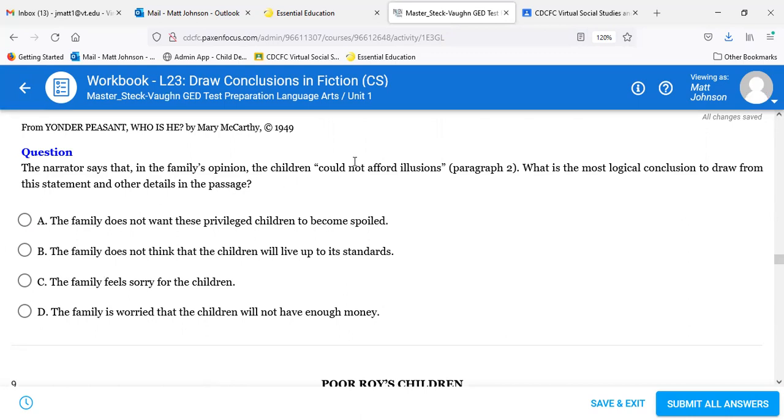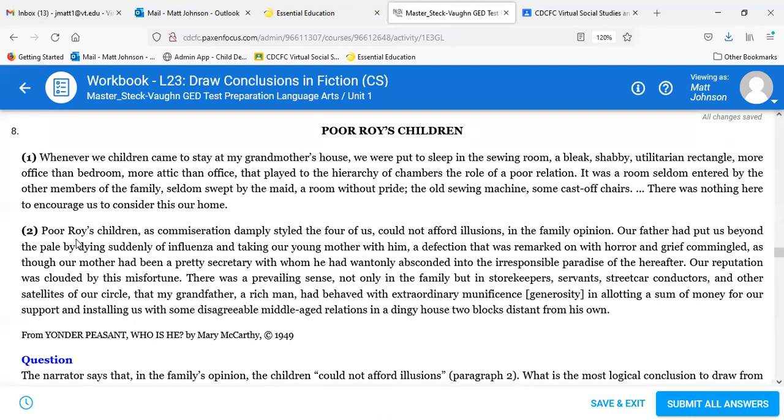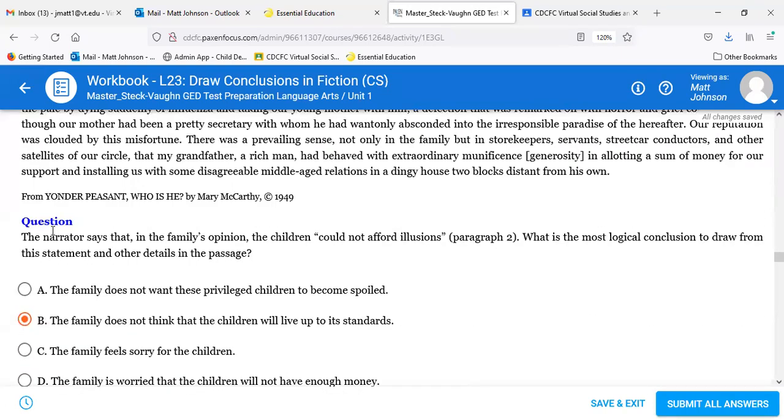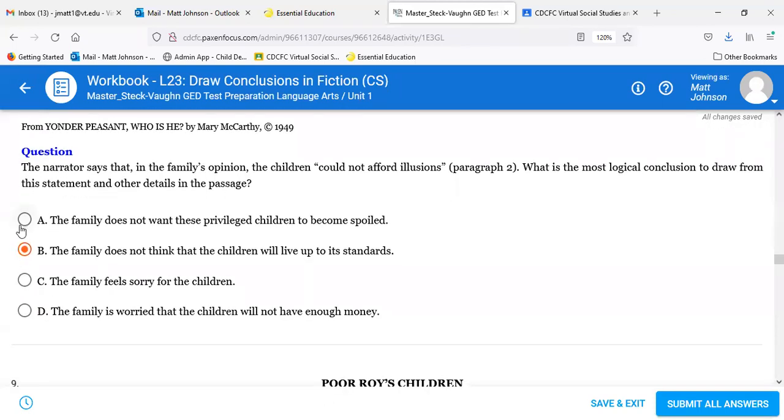Is it B? So B is the answer. The family doesn't think the children will live up to its standards. Let me see here. "Poor Roy's children, as commiseration damply styled the four of us, could not afford illusions in the family opinion." So there's just not a lot of hope there for them.